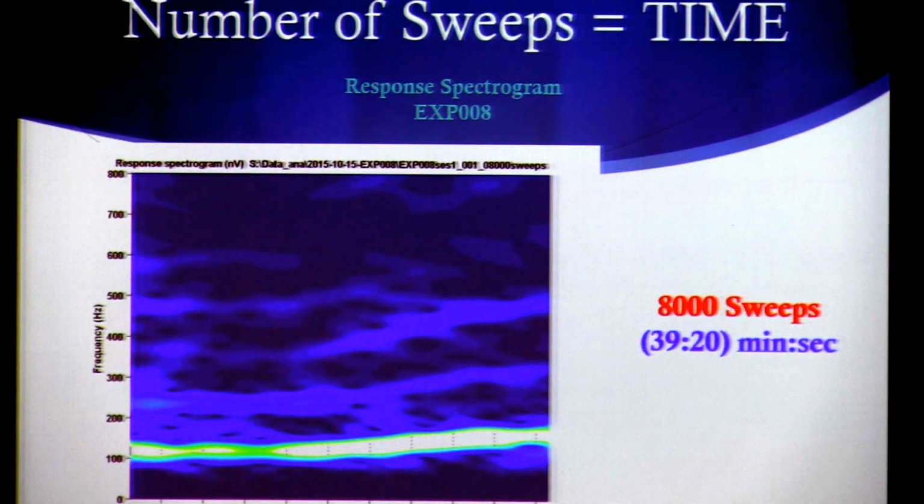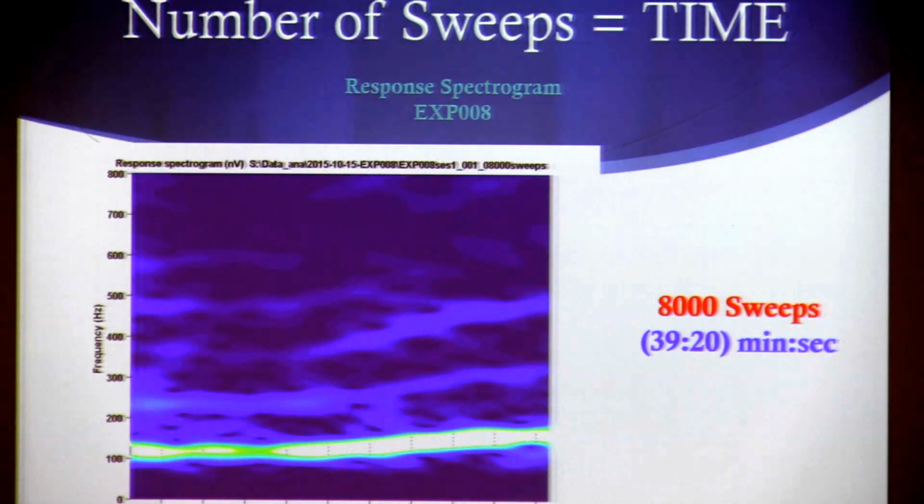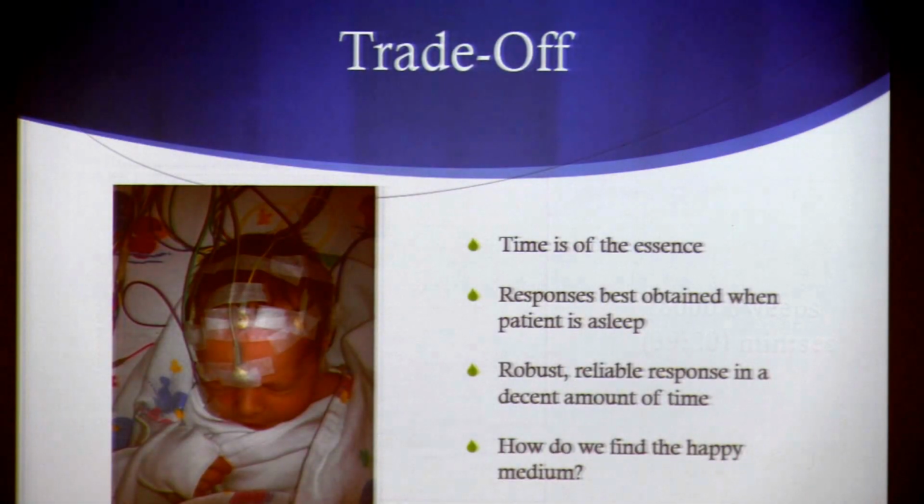Finally, into 6,000 and into 8,000 sweeps, this particular participant's brainstem did a really great job at following the contour. The response has turned white. So you can imagine the amplitude is kind of jumping off the page at this point. It's so large, their brainstem's tracking it so well. But also note, they're almost at 40 minutes of testing time now. So as you can imagine, there's clearly a trade-off here.